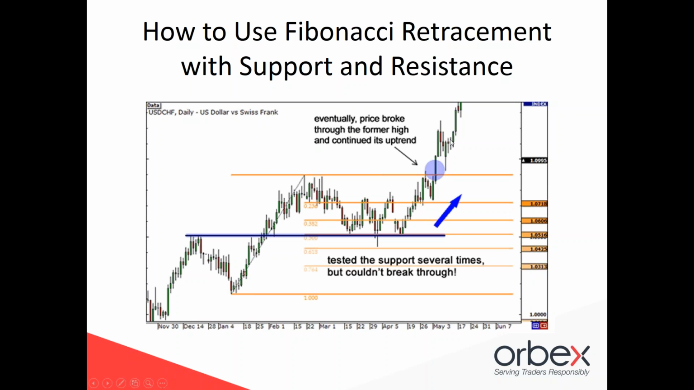So when there's a confluence, when you'll have the 50% retracement with the former resistance or former support area, or former resistance turned into support, that would be one of your best patterns maybe.